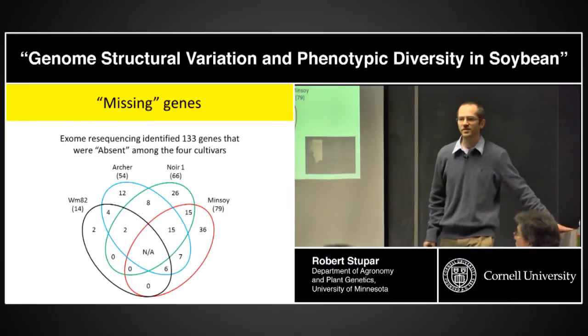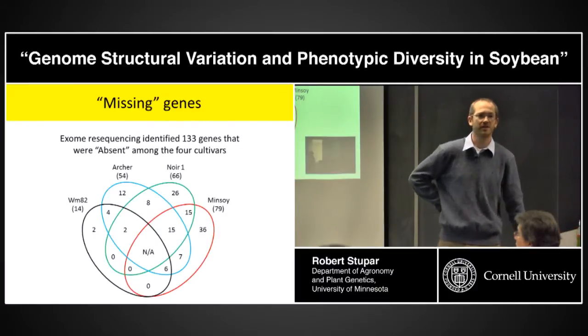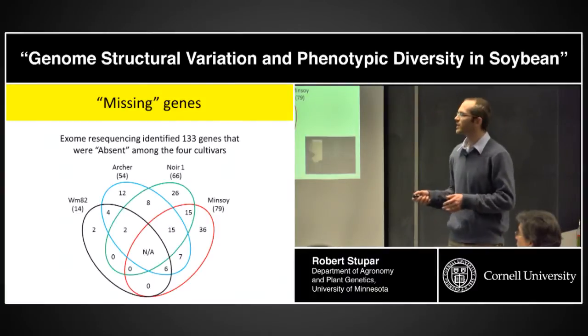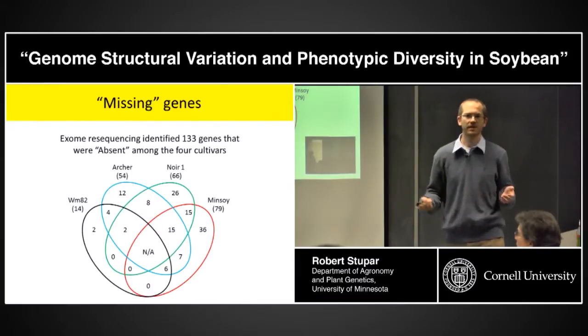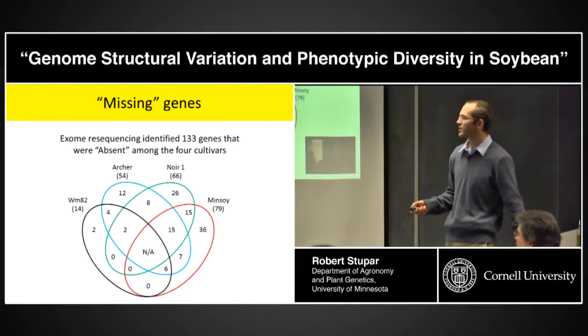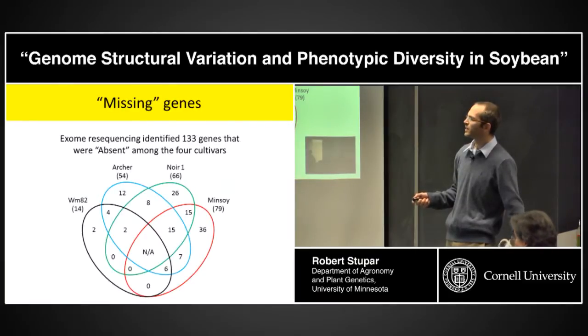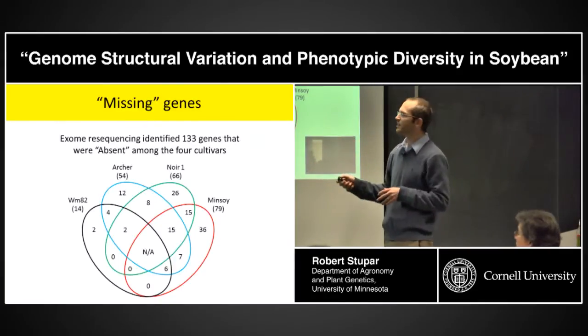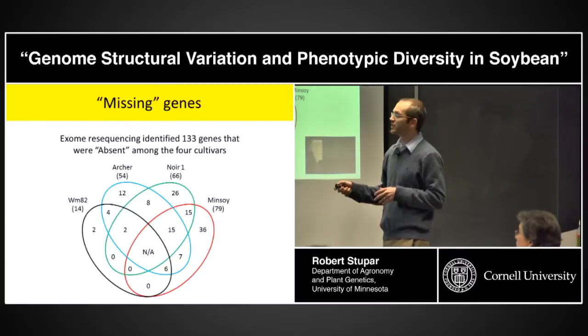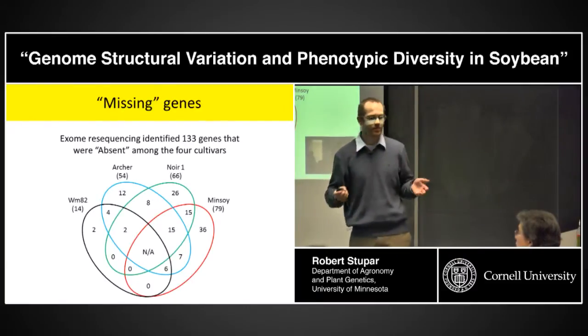We found when we did this that there was what we call presence-absence variation in this very small sample. Here you can see an example of Minsoy that has 79 genes that are presence-absence variants compared to these other 3 lines. 36 of these are present only in Minsoy and are missing in the other 3, and so on. You can interpret this as sort of messy. But the long story made short is that 133 genes had some sort of presence-absence variance.